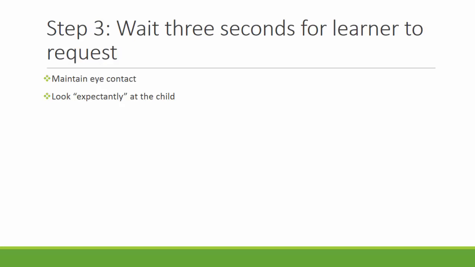We then want to wait 3 seconds for the learner to request. You can try to maintain eye contact, but you should definitely have that expectant look on your face. And it is always important to give some delay or that time delay before we provide any sort of cue for our child. We want to make sure that your child doesn't get used to having somebody else speak for them, but rather that they can communicate their wants and their needs.